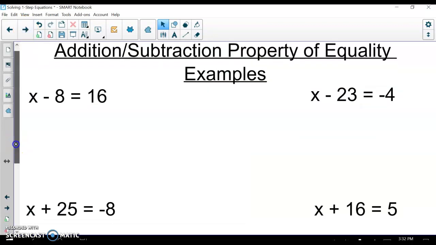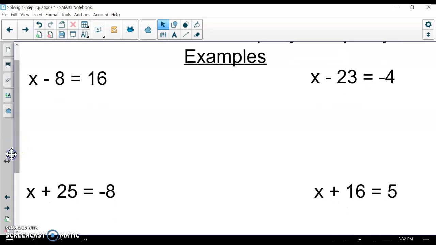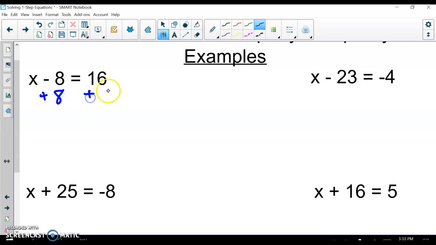So here we have the addition and subtraction property of equality. If I have x minus 8 equals 16, how do I solve for x? Well, I know that the addition property of equality says that if I add the same number to both sides, the resulting equation is still true. So if I have x minus 8, I'm going to want to add 8 to both sides to cancel that out. So we go plus 8, plus 8.